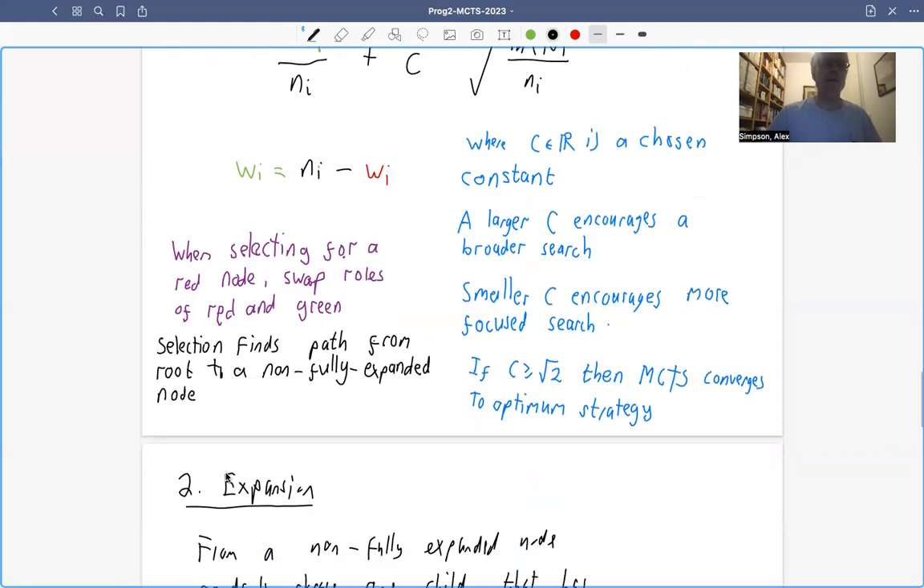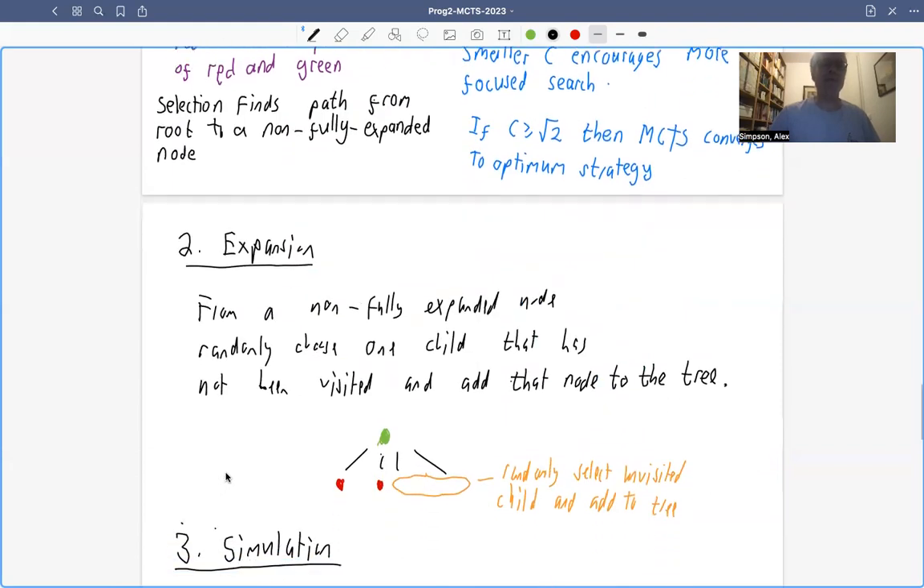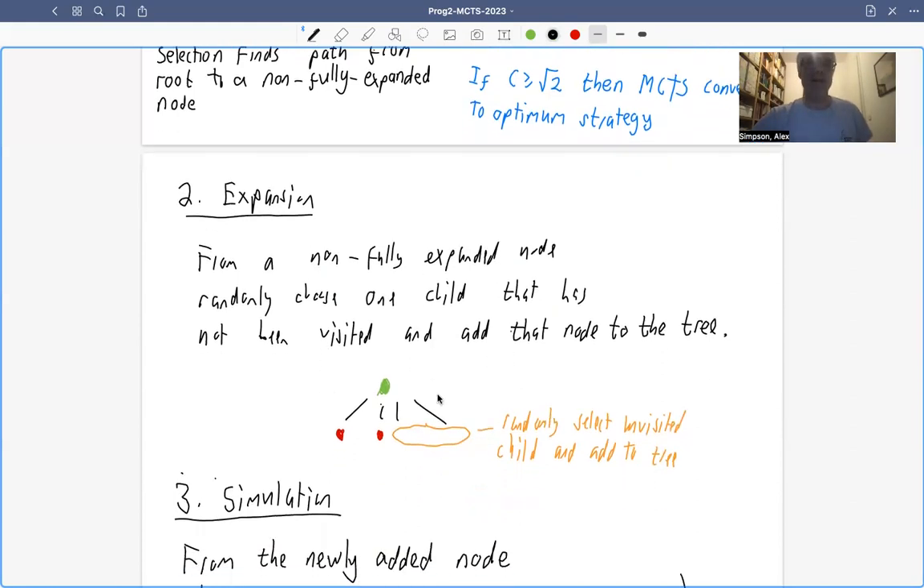And then when you get to a non-fully expanded node, that means we haven't visited all of the children. So from a non-fully expanded node, you randomly choose one child that has not been visited and add that node to the tree. So here it's a situation, this node is not fully expanded because we've visited 2 children before, but we've got 2 that we haven't visited.